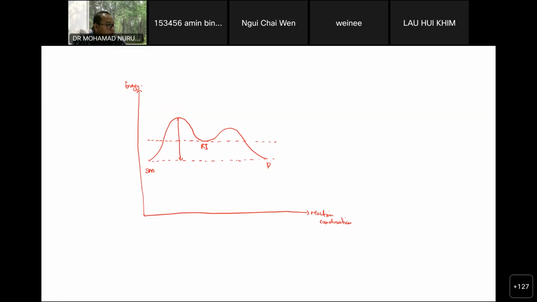So this one is E1. This one is E2. This one is delta H1, and this one is delta H2. Because they said delta H1 and delta H2 are similar in energy, the overall delta H is 0.